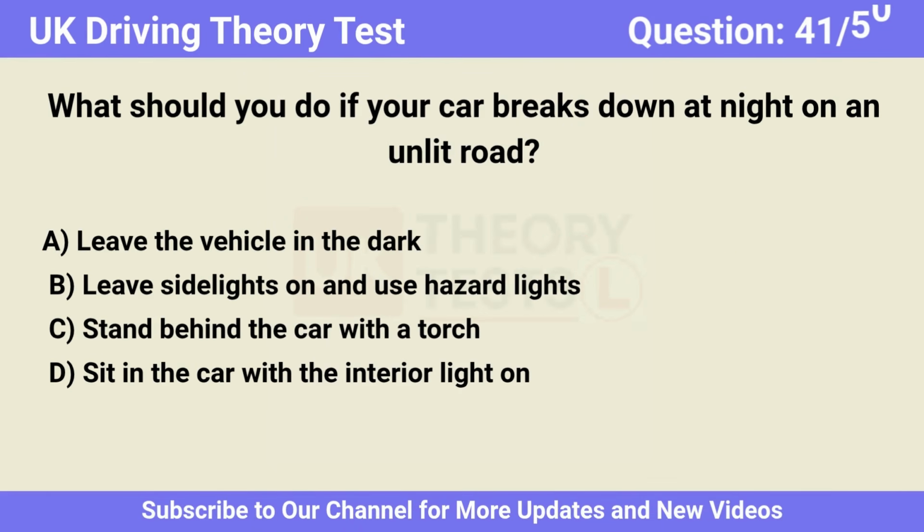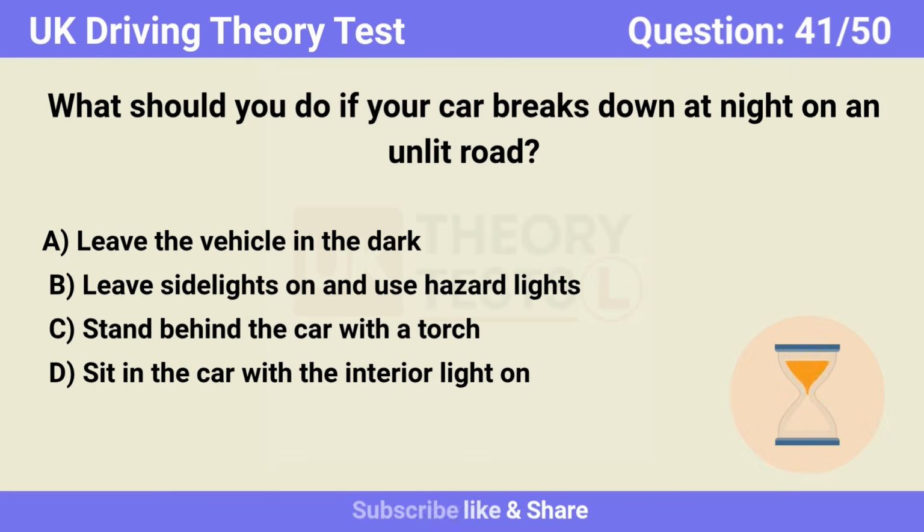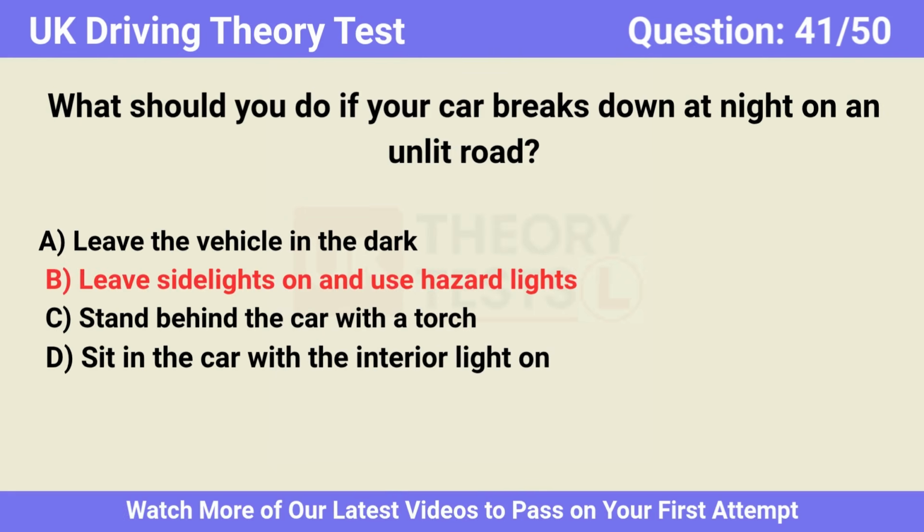What should you do if your car breaks down at night on an unlit road? A. Leave the vehicle in the dark. B. Leave side lights on and use hazard lights. C. Stand behind the car with a torch. D. Sit in the car with the interior light on. Correct option is B. Leave side lights on and use hazard lights.